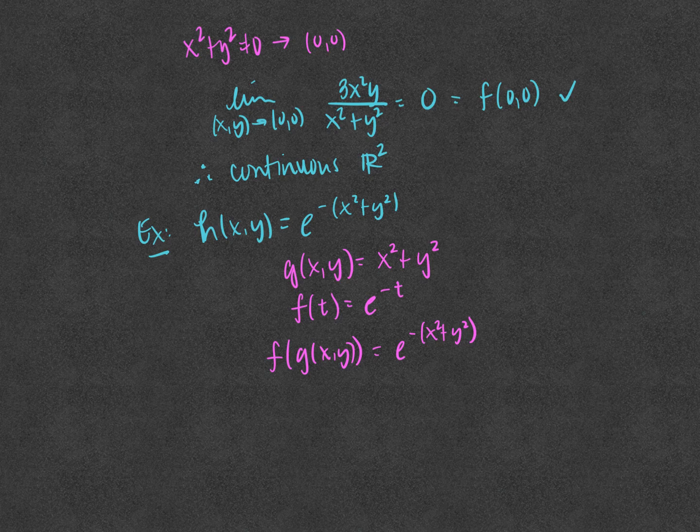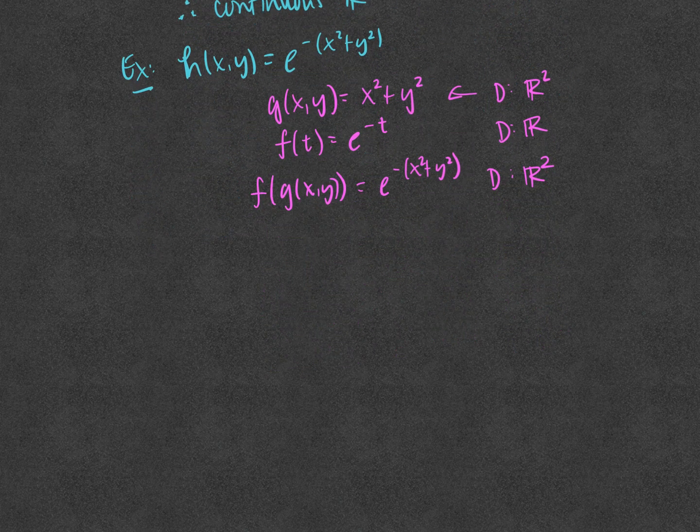But when you look at that composite function, the domain of the inside function is all real numbers on R2, and the domain of e to the minus t is all real numbers. It's continuous for all values of t. So this is all real numbers on t. So the domain here is all real numbers on R2 because the domain is not restricted anywhere.